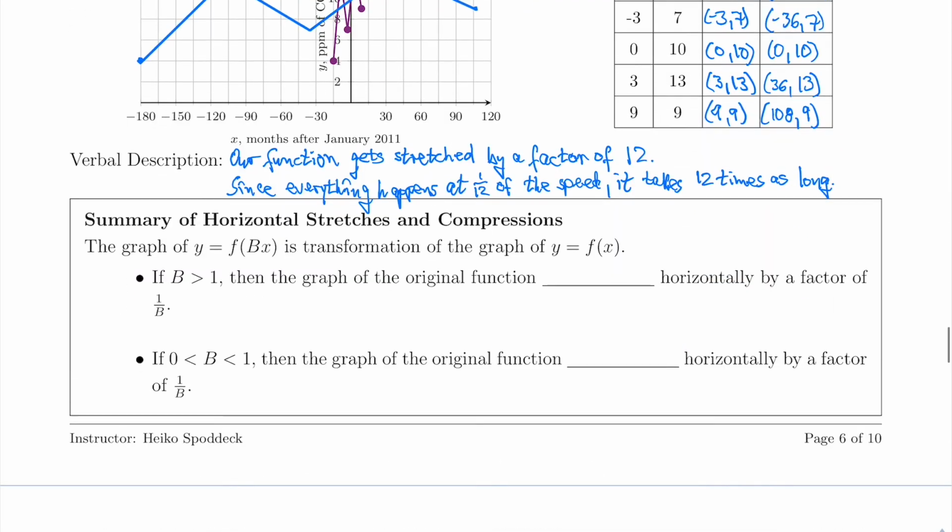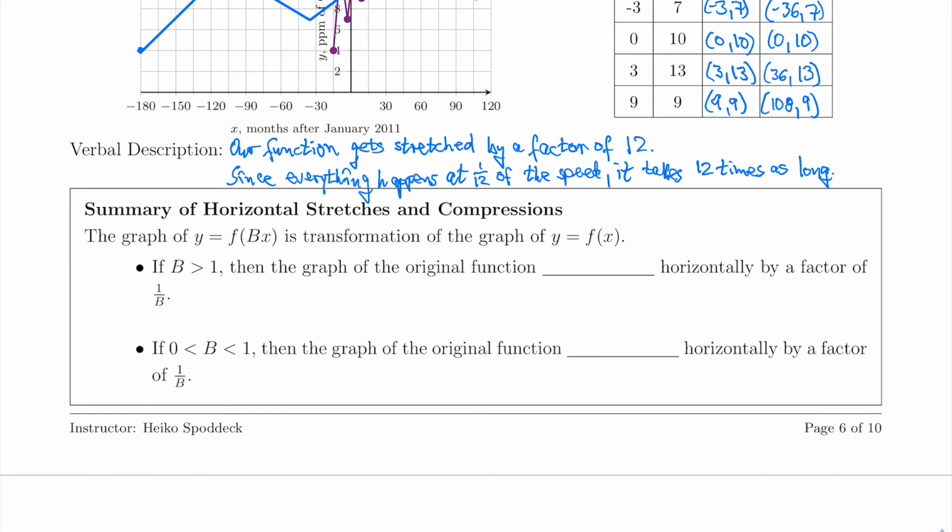So to summarize, we want to one more time look at our factors, how they can create either a compression or a stretch. So we can say that if we have our function f of b times x, and b is greater than 1, like in our 2, then the graph of the original function compresses horizontally by a factor of 1 over b. On the other hand, if the factor b is less than 1 but greater than 0, then the original function stretches horizontally by a factor of 1 over b.